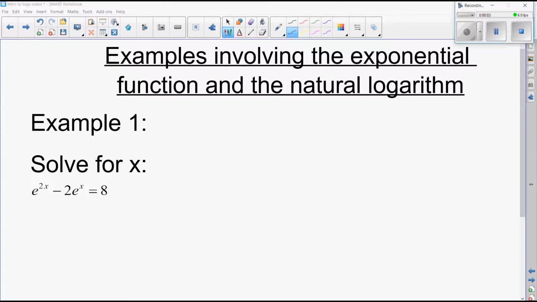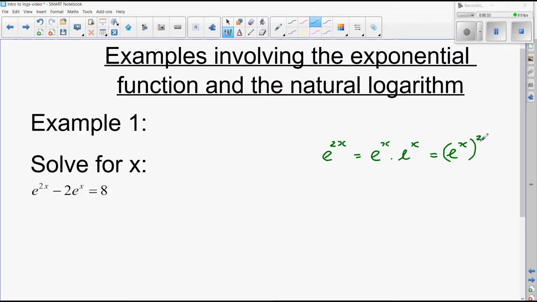Examples involving exponential function and the natural logarithmic function. Now in example 1, we are asked to solve for x, and we have e to the 2x minus 2e to the x equals 8. So let's just focus on e to the 2x. E to the 2x is e to the x multiplied by itself, so it gives you e to the x squared.